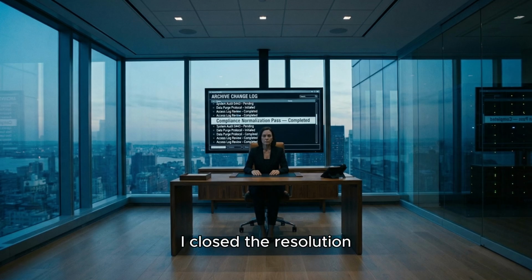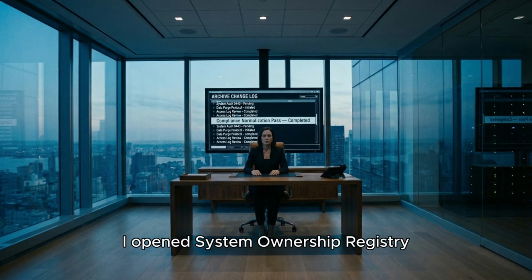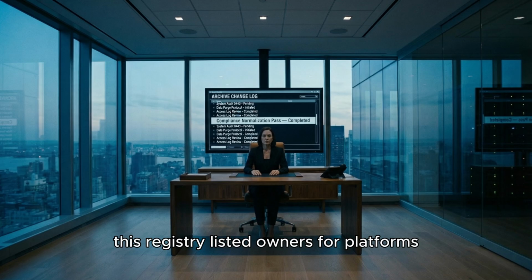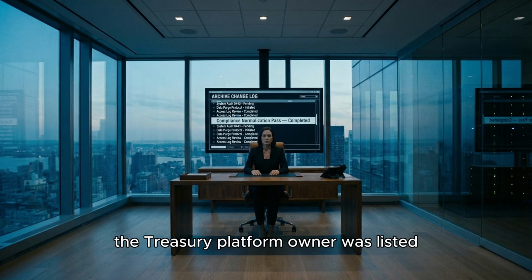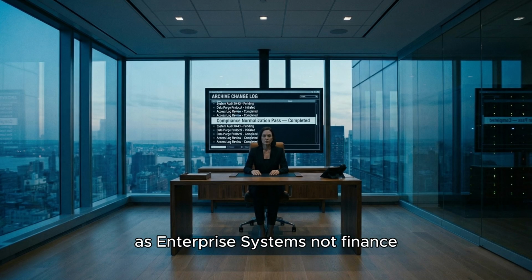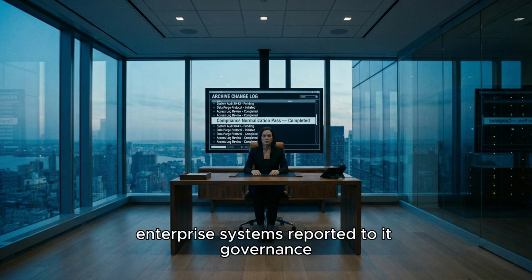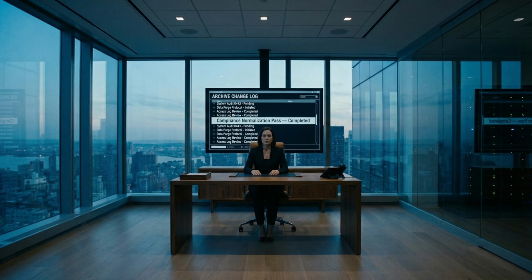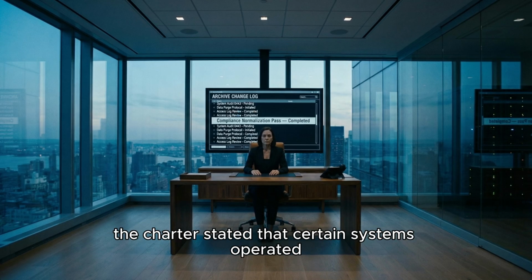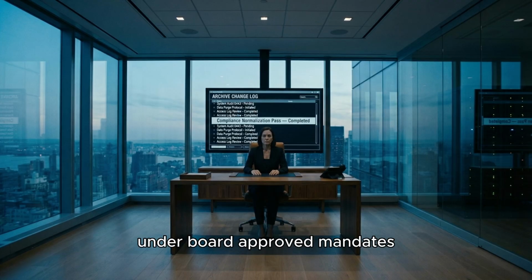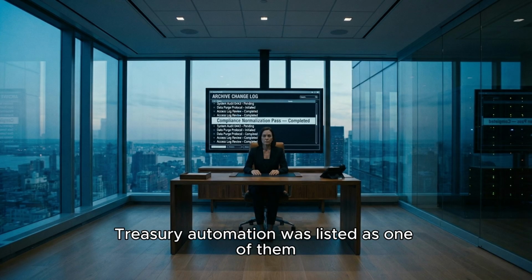I closed the resolution. I opened System Ownership Registry. This registry listed owners for platforms. The Treasury platform owner was listed as Enterprise Systems, not Finance, not Treasury. Enterprise Systems reported to IT Governance. I opened IT Governance Charter. The charter stated that certain systems operated under board-approved mandates. Treasury Automation was listed as one of them.